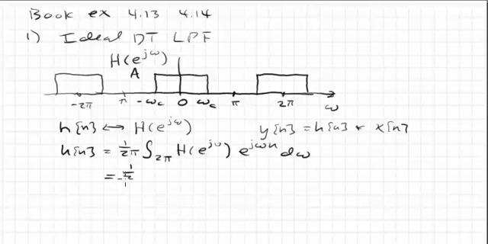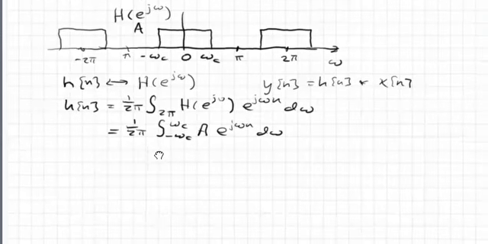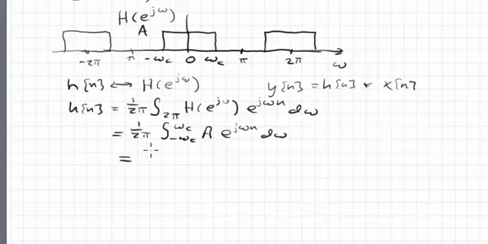So we get 1 over 2 pi. We're going to integrate from minus pi to pi. That works for us. And within that range, we're going to pick the non-zero range from minus omega c to plus omega c. Within that range, we just have a constant value for H. It's just A. And we still have e to the j omega n d omega. Well, this is a pretty straightforward integral, and even I remember how to do it. So 1 over 2 pi. We pick up, and we've got A in the numerator.